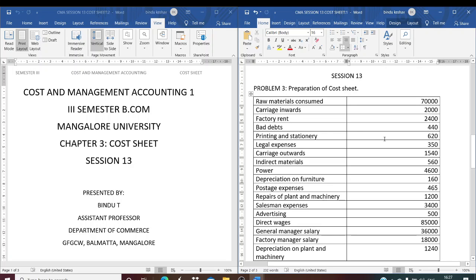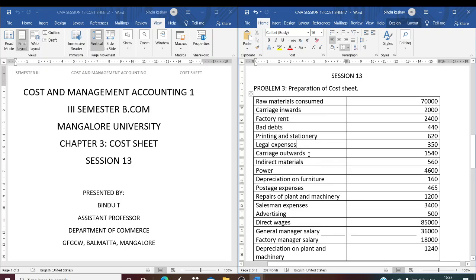Bad debts 440. As per cost accounting standard 3, bad debts and reserve for bad debts do not form part of the cost sheet. That means we will not be recording it in our cost sheet. Printing and stationery are expenses incurred in the office, so it comes under office overheads. Legal expenses, the fees paid to the advocate regarding matters relating to law, come under office overheads.